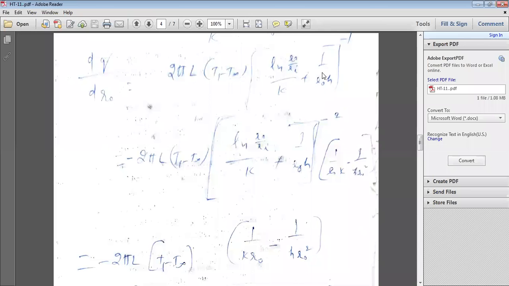Now you have to differentiate this term, because here Ro is there, and that is the variable. So how to differentiate this term? Because of the minus 1 power, we take minus 1 into this term, that is ln Ro by Ri divided by K plus 1 by Ro H, to the power minus 1 minus 1, which gives minus 2, into the differentiation of the term within the bracket.